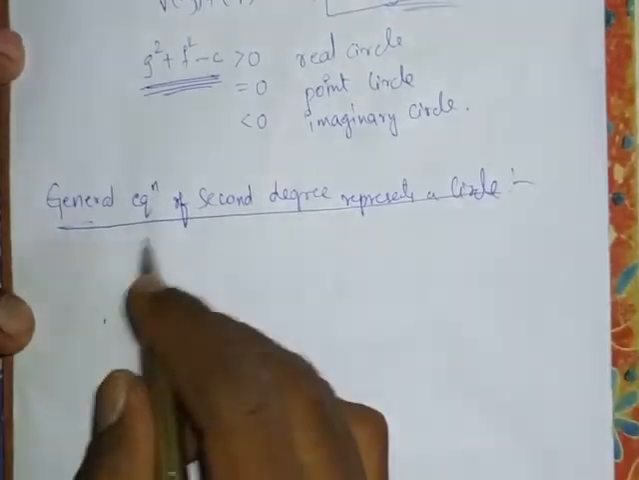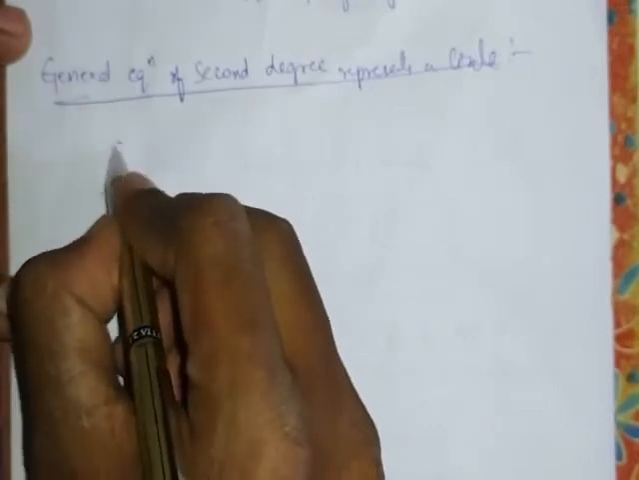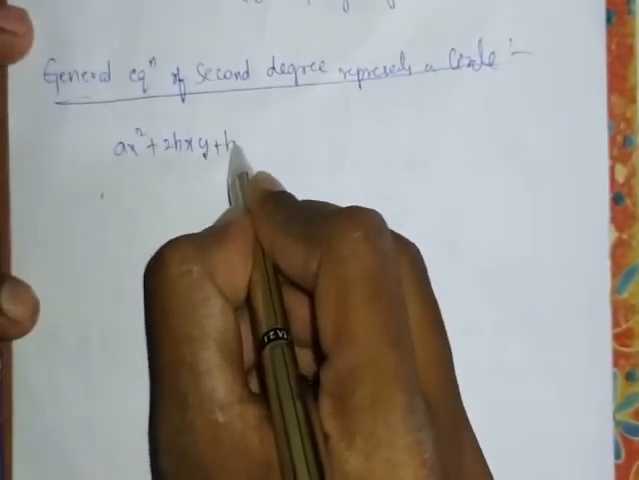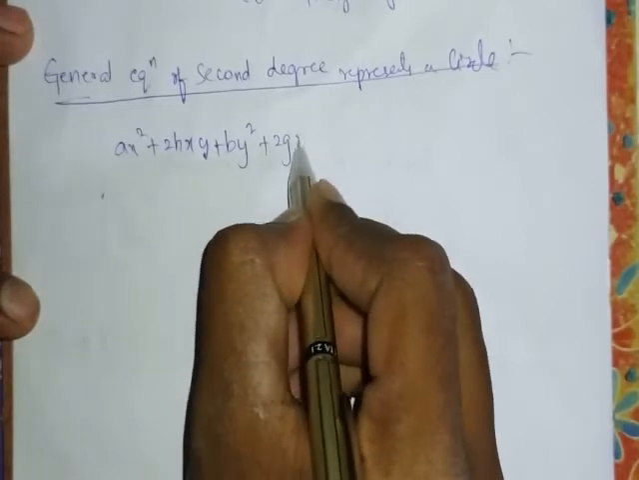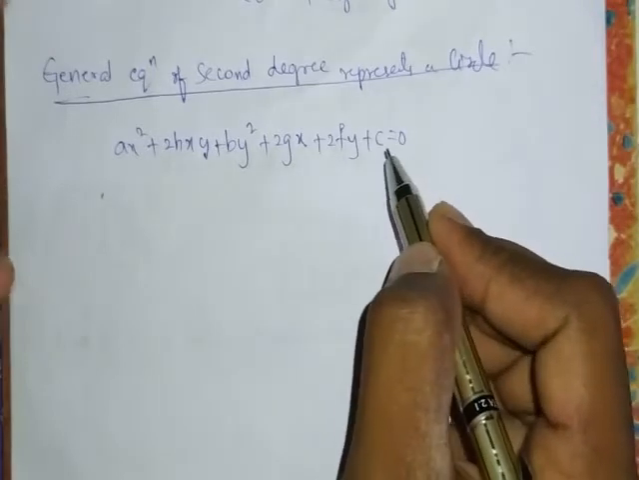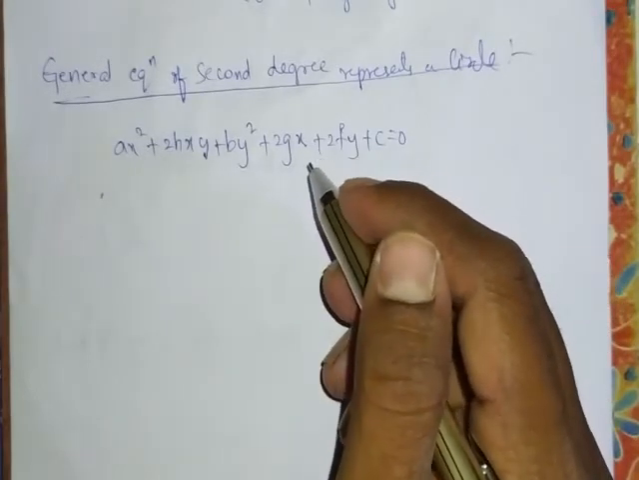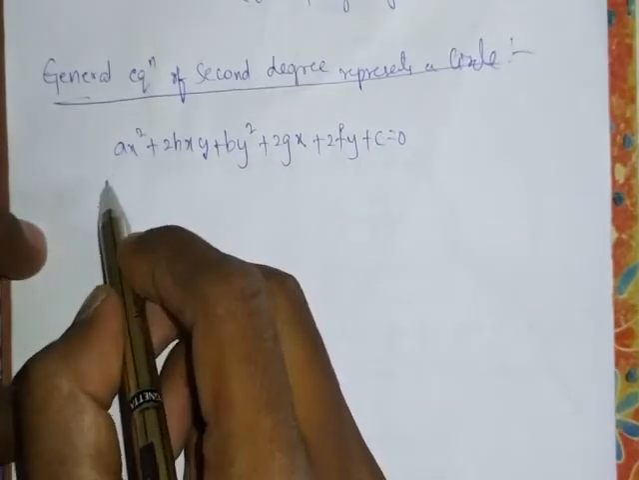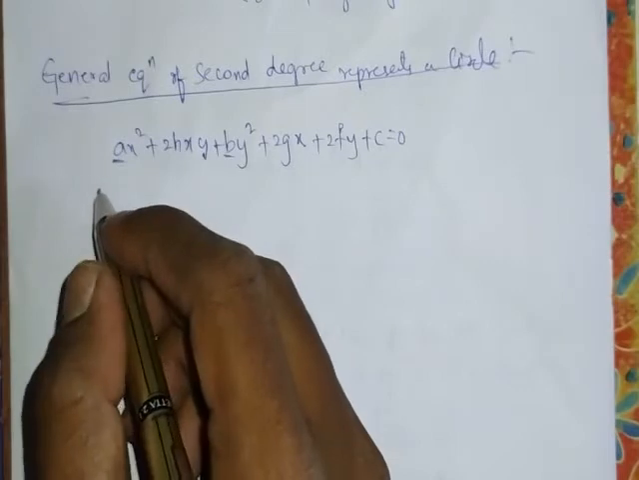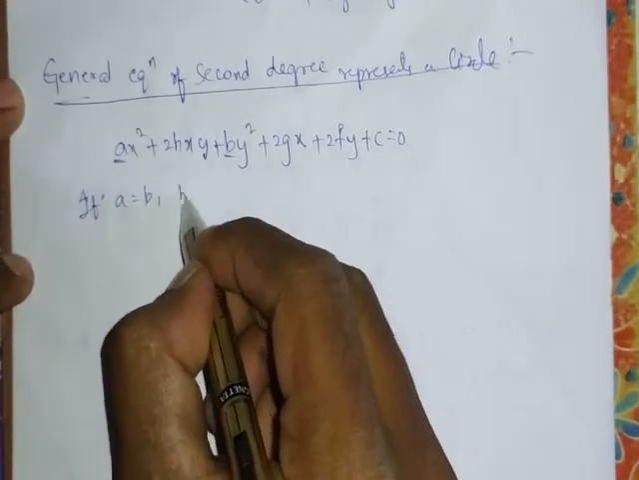If any equation of the circle looks like ax square plus 2hxy plus by square plus 2gx plus 2fy plus c is equal to 0, if this is the condition, we can assume that a is equal to b. Let us assume priorly that a is equal to b and the h value is equal to 0.